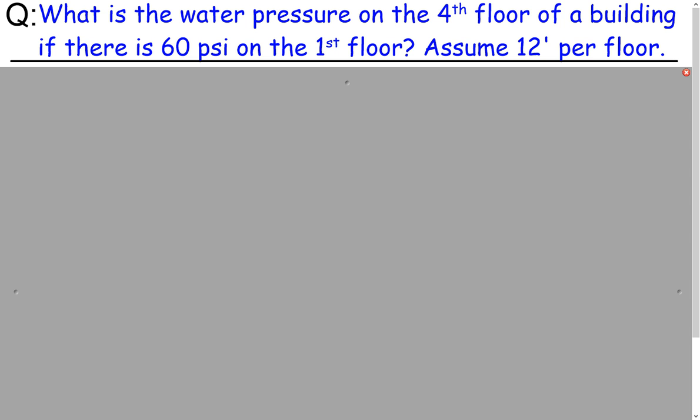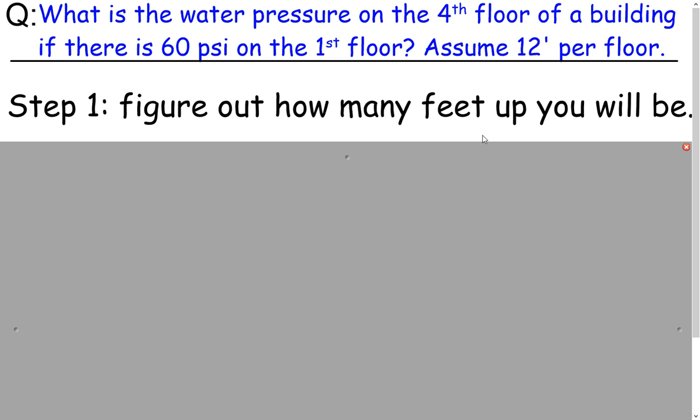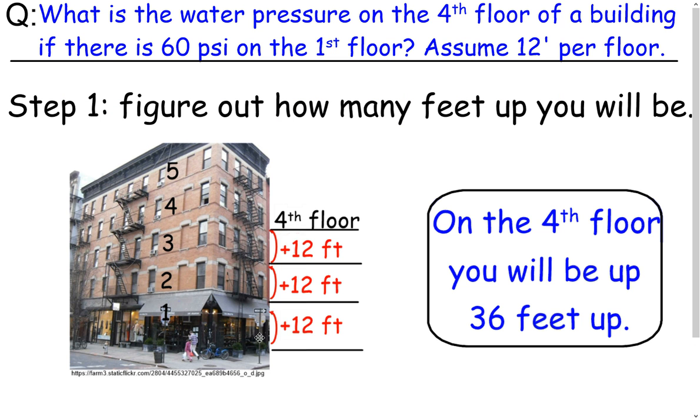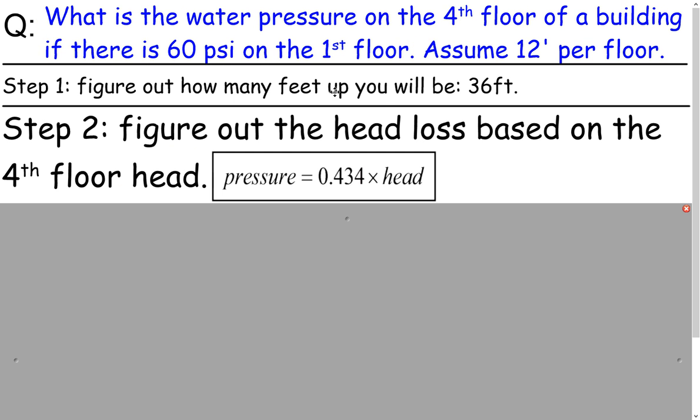Next question, what is the water pressure on the 4th floor of a building if there's 60 psi on the 1st floor, and assume 12 feet per floor? The first thing that we need to do is figure out how many feet up you'll be. So let's look at the building. If you look at the floors of the building, some people think we'll just do 4 times 12. But you don't need the pressure at the top of the 4th floor. You need the pressure at the bottom of the 4th floor. So you're going to go up 1, 2, 3 floors. That's going to be 36 feet. So there's going to be 36 feet of head.